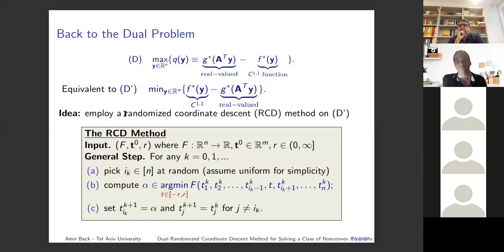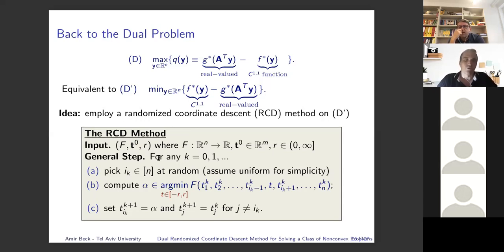So let's employ a randomized coordinate descent on the dual problem. Now, what is a randomized coordinate descent? It's a very simple method. Here it's written for a general function f. This is the input f. T0 is the initial point, and r is a scalar, which can actually be infinity, a positive scalar.